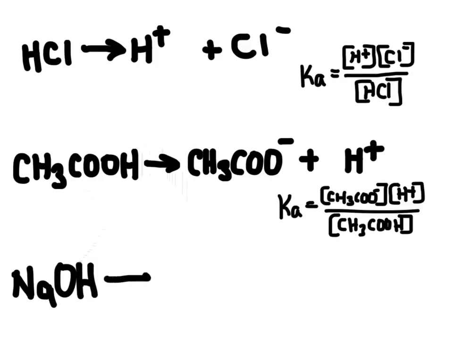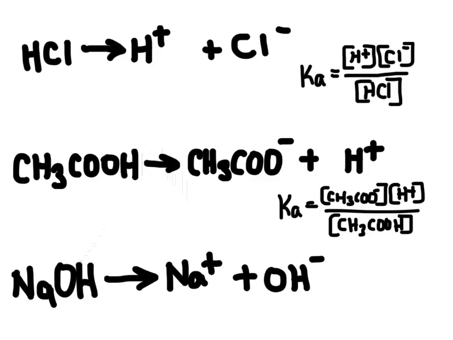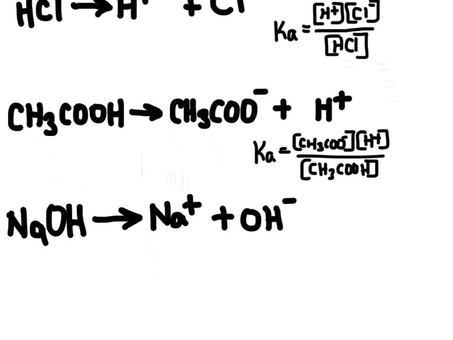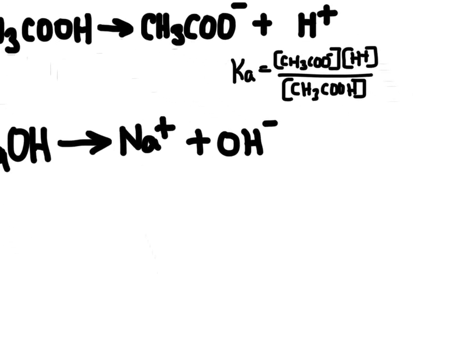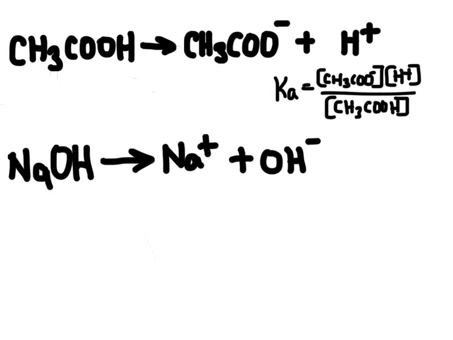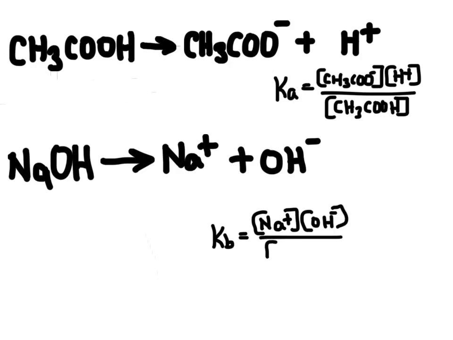And then finally we have a base, and in this base we have a sodium and a hydroxide. They're going to split apart, and we'll end up with the sodium metal and a hydroxide ion. And since we're dealing with a base this time, we're going to use the symbol K sub B. And we'll do the same thing where we take the products, that's going to be the concentration of sodium compared to the concentration of hydroxide, and divide that by the concentration of the thing that we started with.